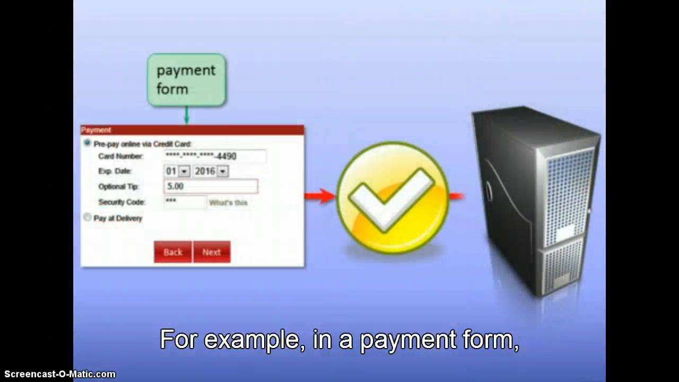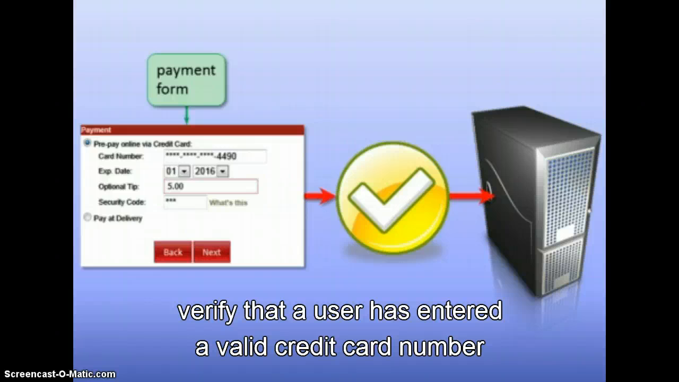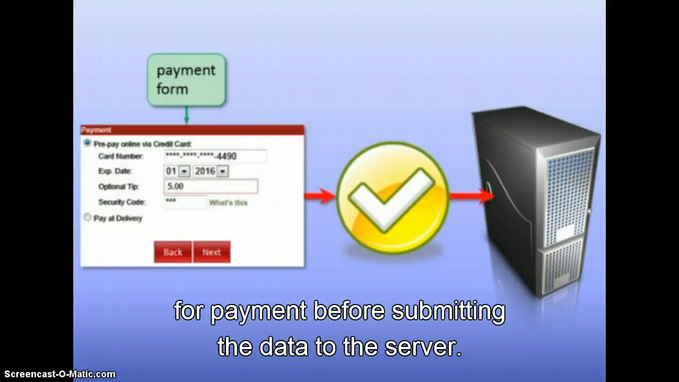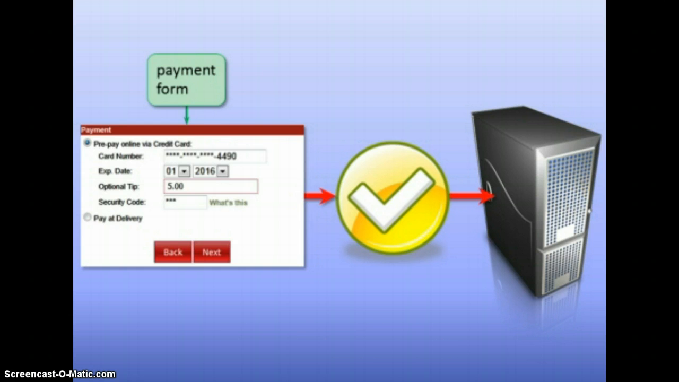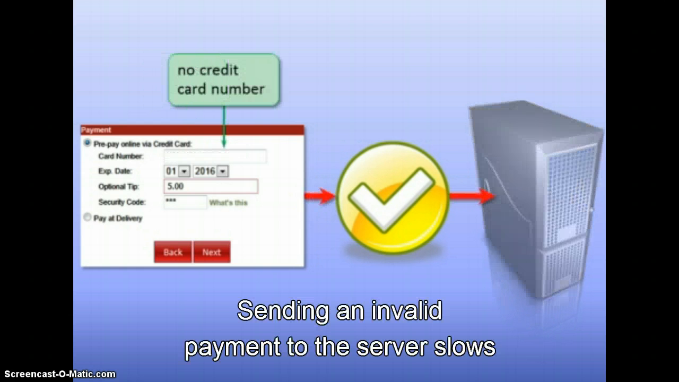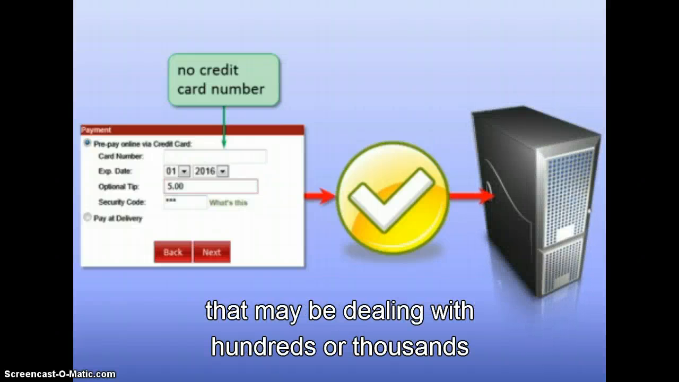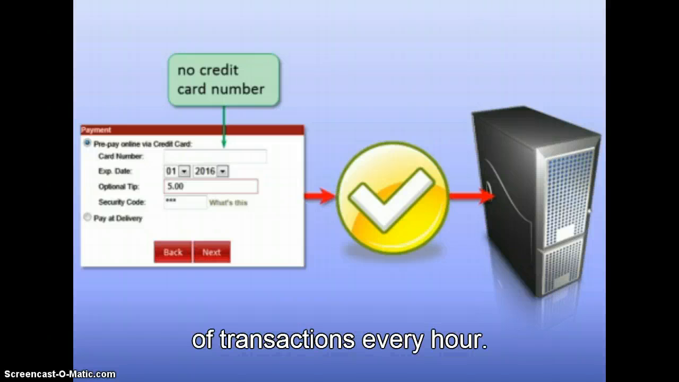For example, in a payment form, verify that a user has entered a valid credit card number and completed all of the fields required for payment before submitting the data to the server. Sending an invalid payment to the server slows down the process and creates extra work for a server that may be dealing with hundreds or thousands of transactions every hour.